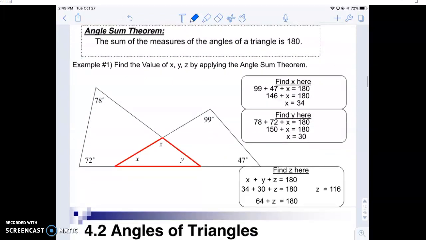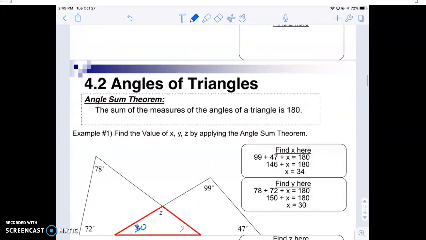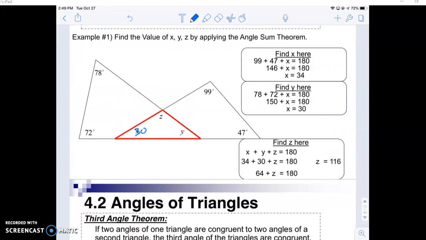And then last, you have to figure out what z is. We just figured out that x is 30, and then y. What was y? Oh, whoops, my bad. X is actually 34 and y is 30 degrees. So add those up together and you get 68, and whatever is left over to get to 180 will give us what angle z is. We figure out angle z is 116. So that's how you would do a problem like that.